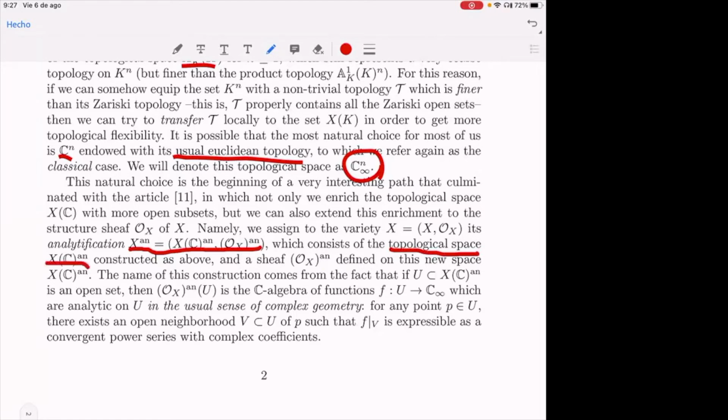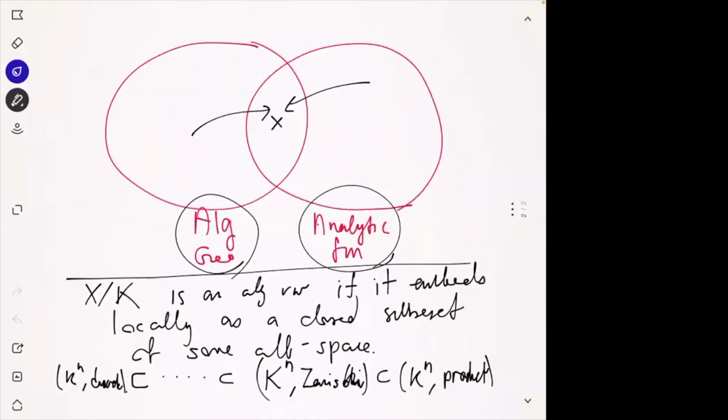It is a topological space. You just change, as I said, you refer to your chain of topologies. So somehow here it is Cn, I'm sorry. Perhaps I made a mistake here. This is product, and this is Zariski. So somehow, if K is equal to C, you have here another guy, which is Cn Euclidean. And what you do is just embed your algebraic variety locally inside Cn, and you change the topology. That's all.